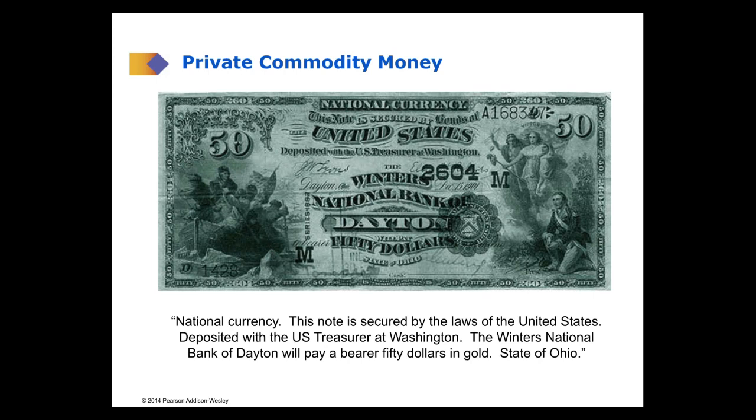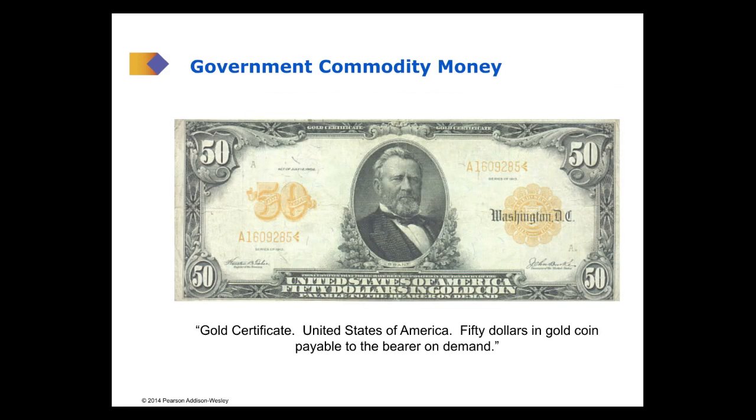And this one here is from the Winters National Bank of Dayton, Ohio. And whoever had that bill would be paid $50 in gold. And so this bill looks different than the money we have today, but it has some similarities to it. This is money that was created and printed by a bank, a private bank, and it was backed by commodities such as gold or silver. So it's private commodity money. Well, that went on for some time.